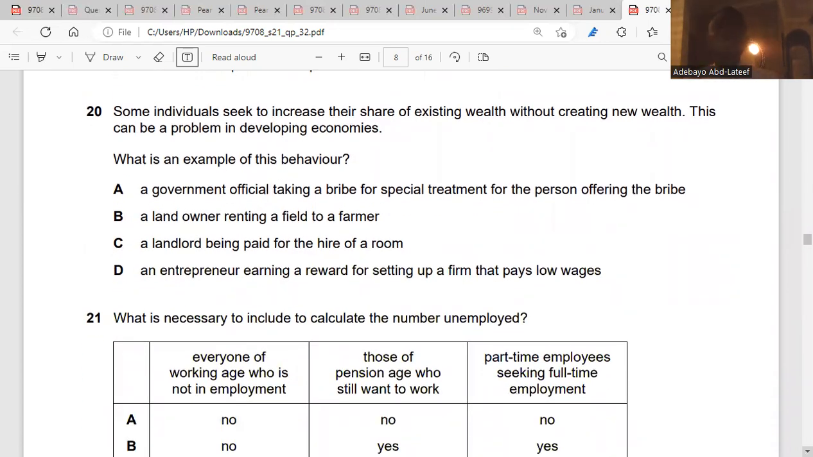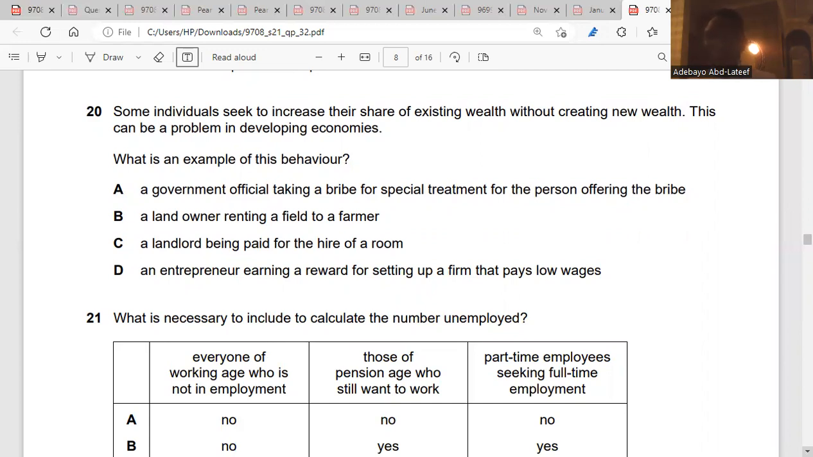Question 20. Some individuals seek to increase their share of existing wealth without creating new wealth. They want to increase wealth without creating new one. How? That means they are not using capital. That means they are using the shortcut here. Do you get the point? So, this can be a problem in developing the economy.